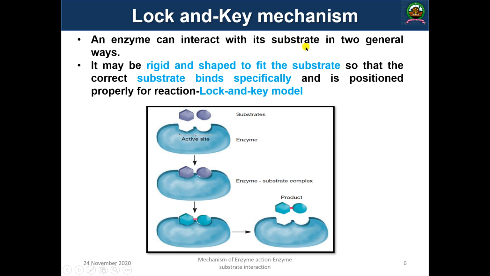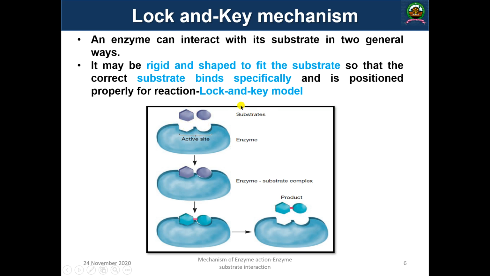An enzyme can interact with the specific substrate. I told you the enzyme can interact with the specific substrate at a particular binding pocket called an active site. It may be rigid and shaped to fit the substrate, so that the correct substrate binds specifically and is positioned properly for the reaction. There is a particular pocket for the substrate, and only that particular substrate will bind. This pocket is known as the active site. The specific pocket in which the substrate can bind with the enzyme is known as the active site.